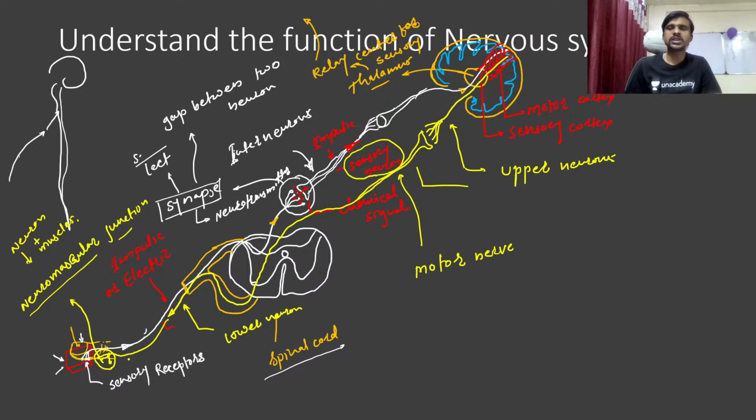This neuromuscular junction actually signals your finger to press it. Okay, and then you press.